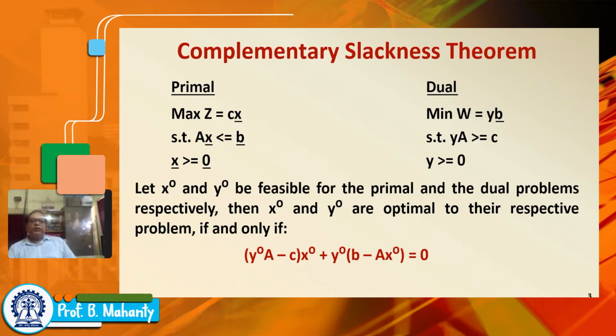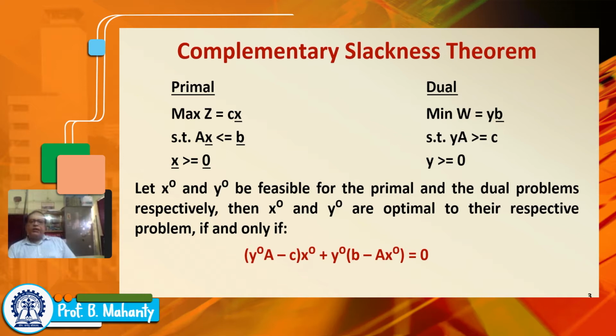And here also please remember that x and b, anything that is underlined, are column vectors, and the remaining variables, that is c and y, are row vectors, and A is a matrix of dimension m by n, where m is the number of resources and n is the number of unknowns or decision variables x. Now if x0 and y0 are feasible for the primal and the dual problems respectively, then they will be optimal if and only if (y0 A minus c) x0 plus y0 (b minus A x0) equals 0.